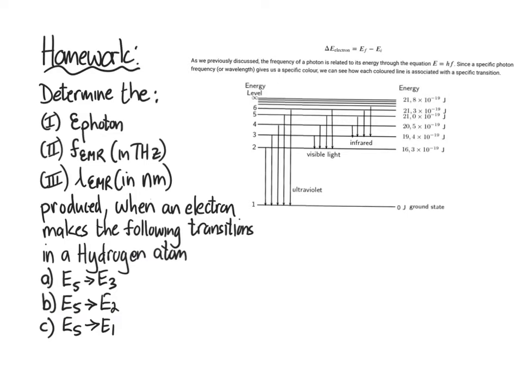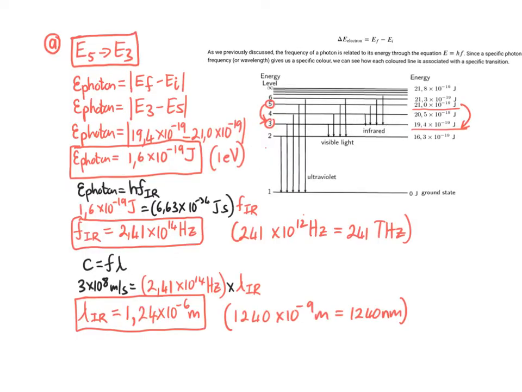So first up, we're going to go through the solutions to the homework that I assigned to you in the previous video. Determine the energy of the photon, the frequency of the associated electromagnetic radiation, and the wavelength in nanometers produced when an electron makes the following transitions in a hydrogen atom: from energy level 5 to energy level 3, from energy level 5 to energy level 2, and energy level 5 to energy level 1.